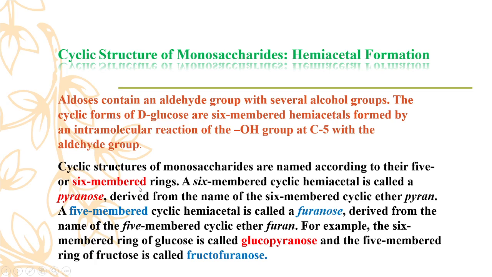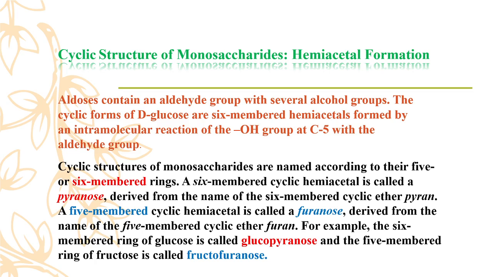If the ring is a 6-member hemiacetal, it is called a pyranose, and if the ring is a 5-member cyclic hemiacetal, it is called a furanose. The furanose is derived from the 5-member cyclic ether furan, so furan is a 5-member ring containing an oxygen atom. Therefore, if the cyclic hemiacetal form is 5-membered, it is called a furanose, and if it is a 6-member cyclic hemiacetal, it is called a pyranose.